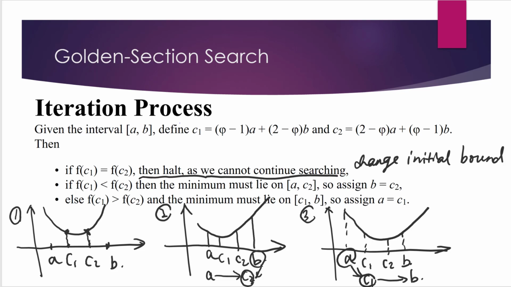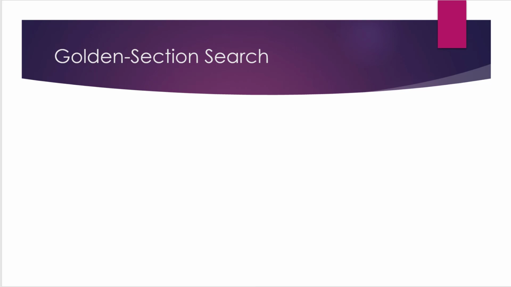And then when we have this new a to b, we can always start the next iteration and repeat the whole process, all right? Okay, so why do we need to choose the interior points c1 and c2 like this?